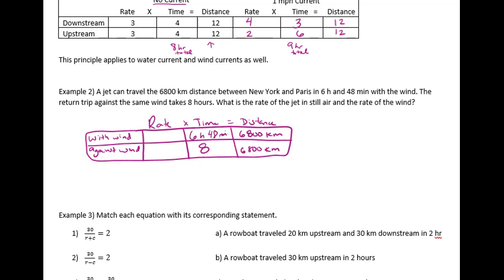So let's label a few things. We're going to call the rate of the jet J and the rate of the wind W. So with the wind means that they're going to be going faster, right? The wind is going to help you. So that would be the rate of the jet plus the rate of the wind. Against the wind is going to make you go slower. So that would be the jet minus the wind, because if you're subtracting the wind rate, then that's going to be an overall slower rate that you are traveling.